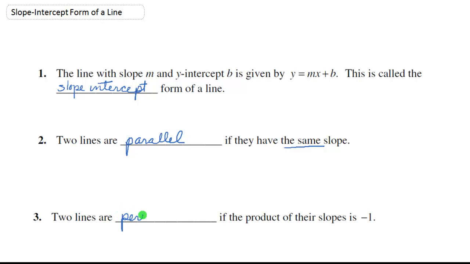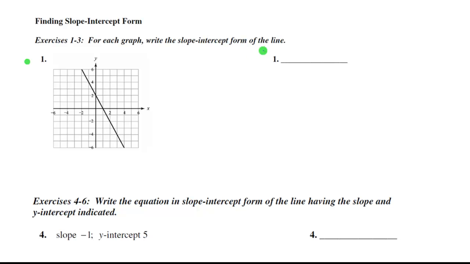Two lines are perpendicular if the product of their slopes is -1. That means that when you multiply the two slopes from the two lines, you get a -1 answer. And so you're going to see later on that this means that the slopes are opposite reciprocals of each other.